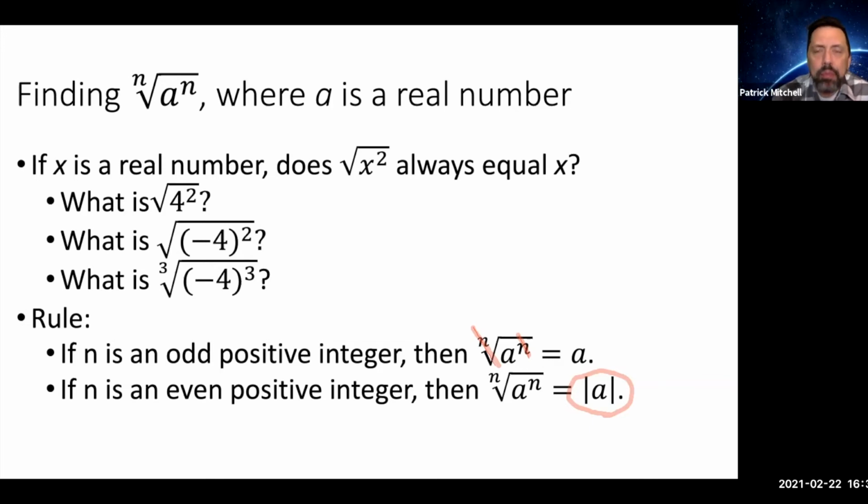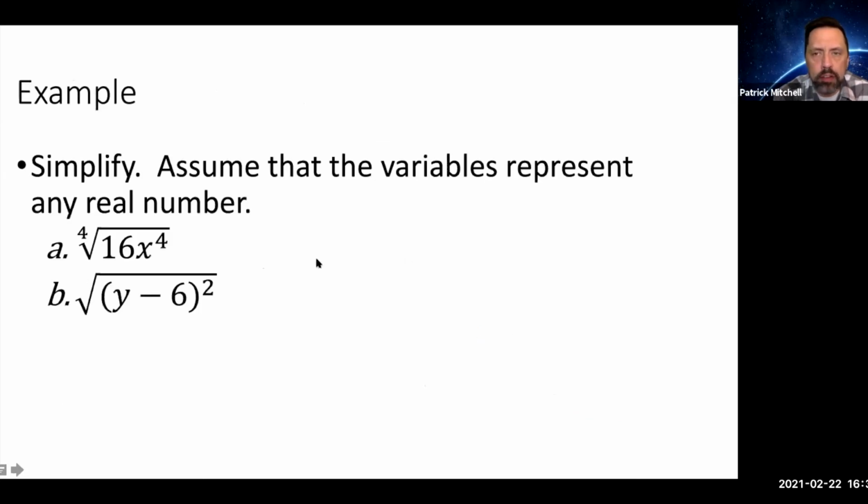Most of the time, there is going to be something in the directions that says assume the variables are non-negative. And if the variables are non-negative, then we can just say that the nth root of a to the n is just a, and we don't have to worry about the absolute value. So what you want to be on the lookout for is something in the directions that says assume the variables represent any real number. That means it could be positive or negative. All right, so let me switch back to the tablet.